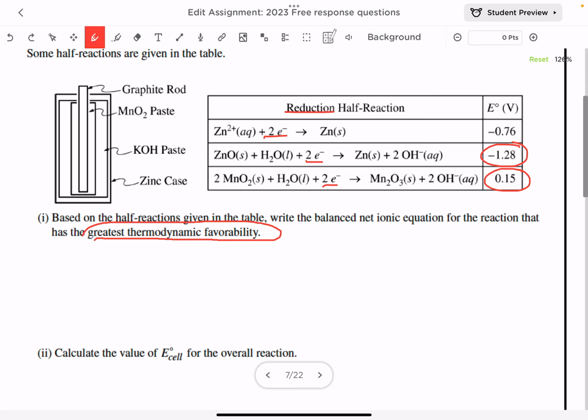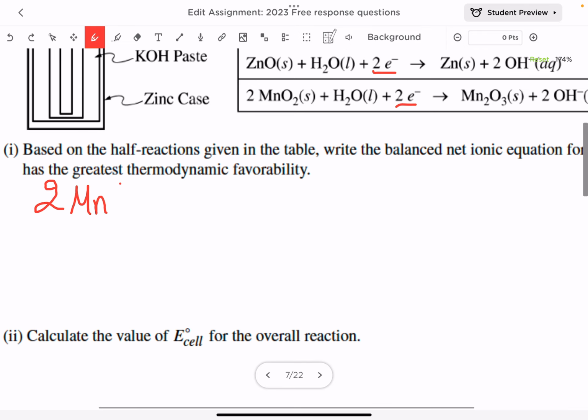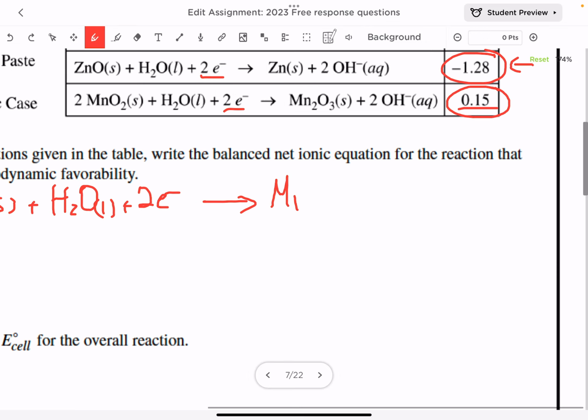And of course, as we will mention in class, the one with the high voltage will work as the cathode, it will remain as a reduction, and the one with the lowest voltage will be the anode. So for the 2 half equations, we have to show our work in order to write the final one. So it is 2MnO2. Never forget the physical states in the equation. 2MnO2 solid plus H2O liquid plus 2 electrons gives Mn2O3 plus 2OH minus aqueous.